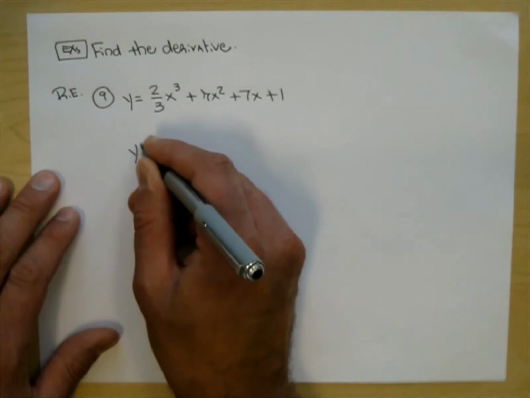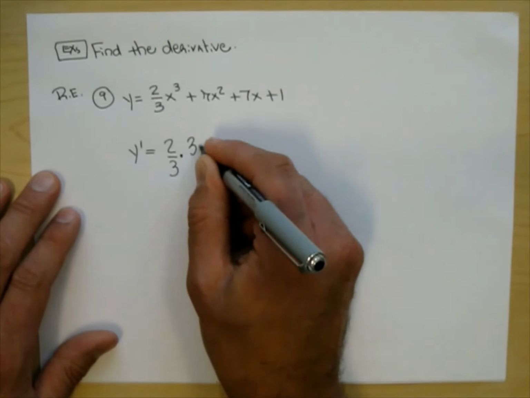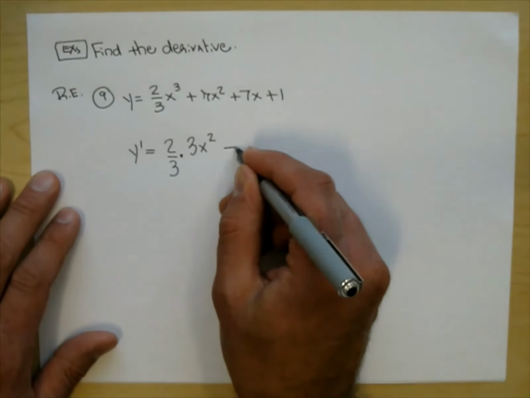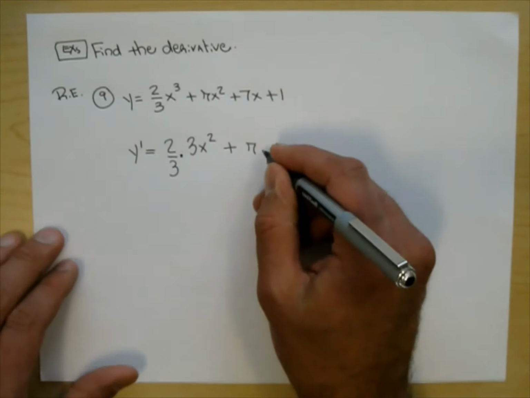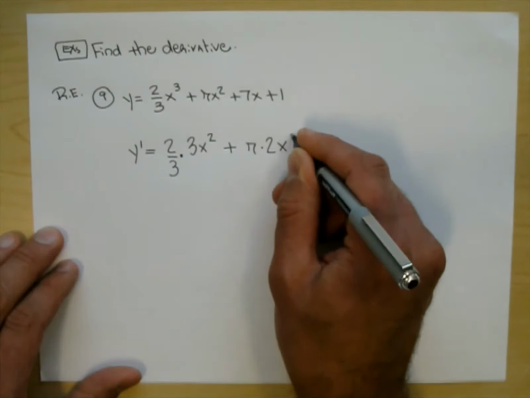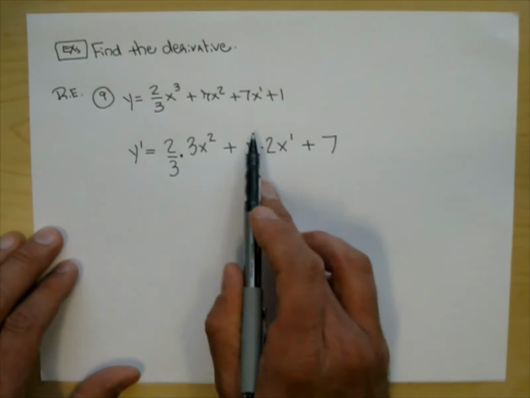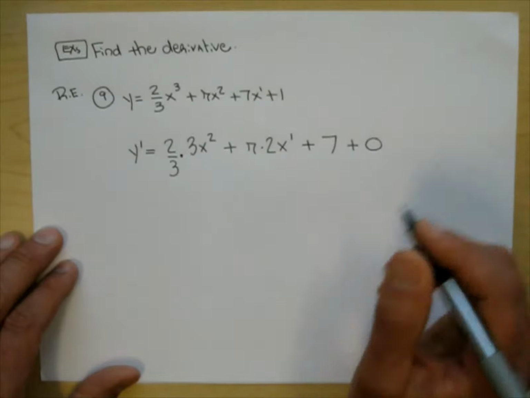Okay, so here it is. The derivative is y prime. This is 2/3 times, okay, the 3 jumps down. We have x and then squared. That takes care of the first term. On this one, we have a constant pi, and the 2 jumps down, x to the 1. The derivative of 7x is just 7. And the rationale behind that is the 1 jumps down, 1 times 7 is 7, and then x to the 0 is 1. Hopefully you've done enough homework where you feel comfortable with the derivative of 7x equals 7, and the derivative of a constant is just 0.